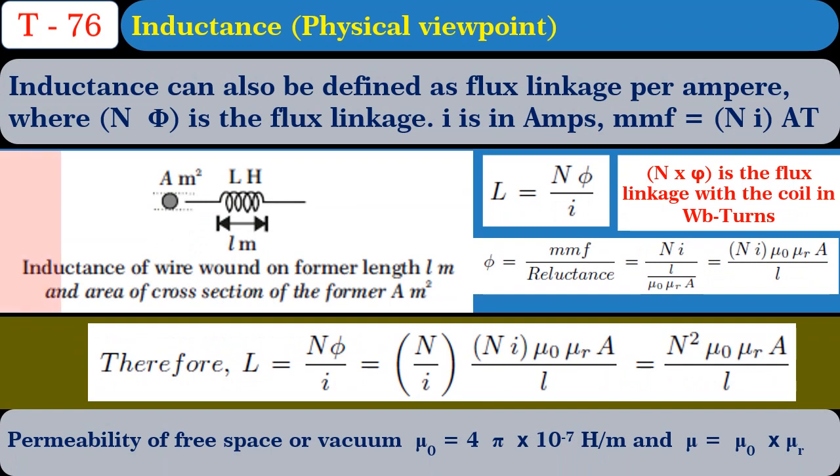Friends, physically, inductance is a wire of N turns wound on a former as shown, where L is the length of the former in meters and A is the area of cross section of the former in meter square. Note, L and A are not the dimensions of the wire as in resistance. This is very important.